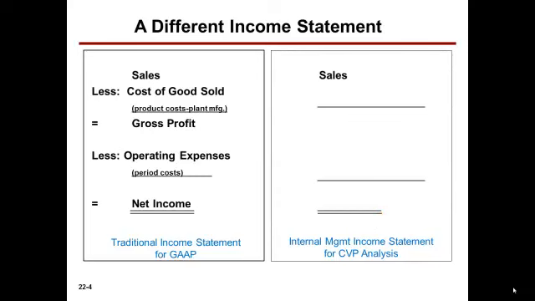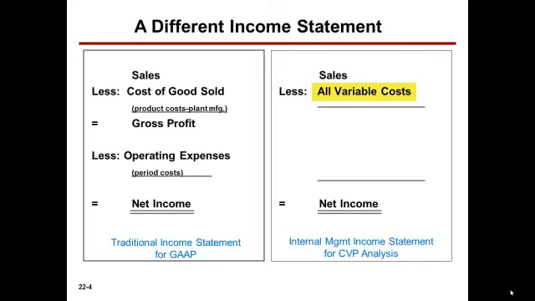First, sales at the top and net income at the bottom, what remains of sales dollars after all costs are deducted. These remain exactly the same as our traditional income statement. It's what's in between that will change, how we rearrange the expenses on the income statement. We'll take all our variable costs as the first deduction from sales.